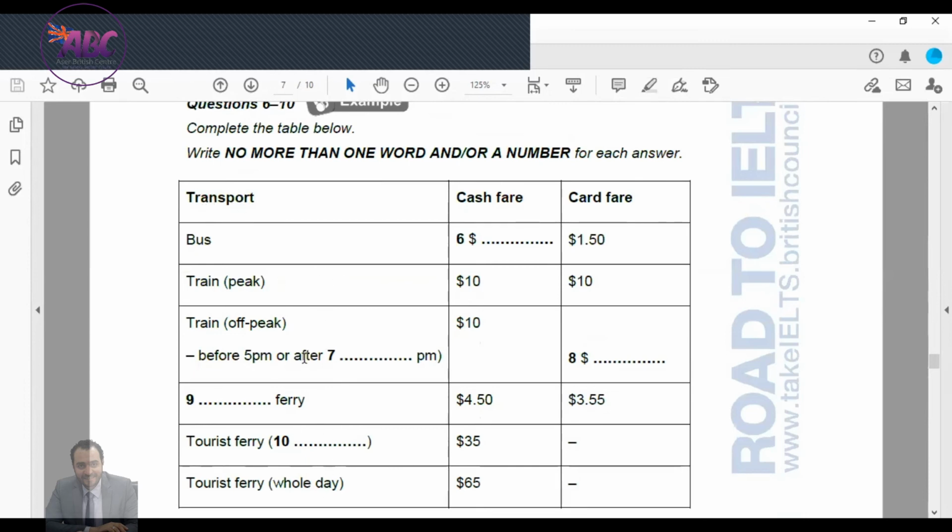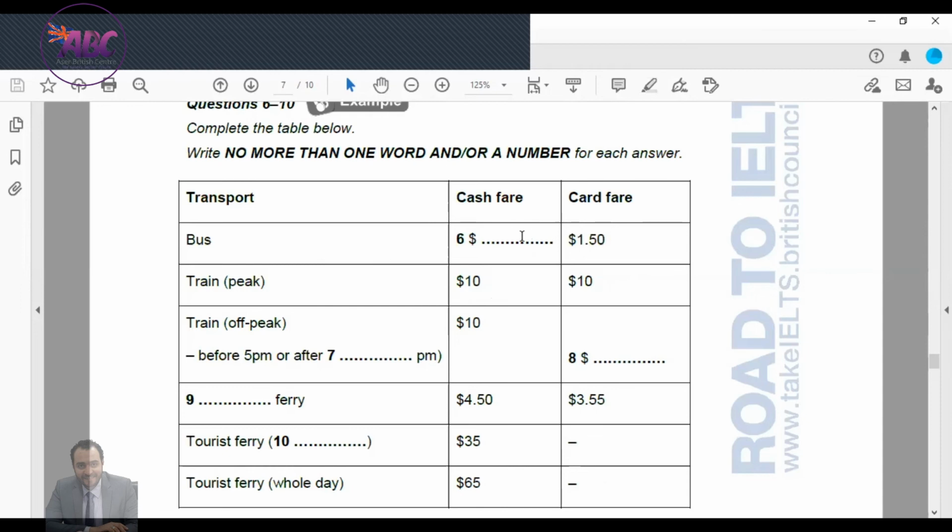Try to identify what you've got. What kind of information do we have in the chart? So these are different kinds of transport: cash fare and card fare. So we have two different kinds of fares, one for cards and the other one for cash. Pay attention to the headings in this kind of question. It's very important. And then try to scan and pay attention.